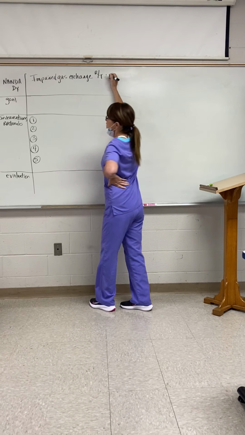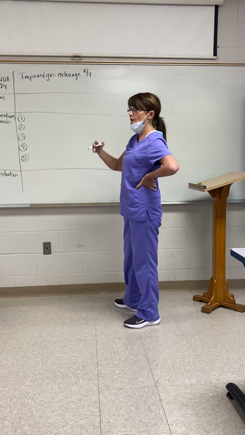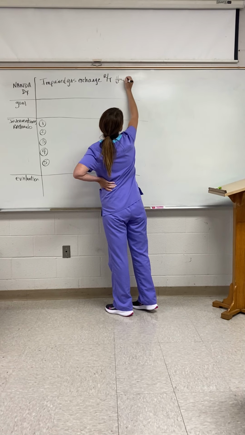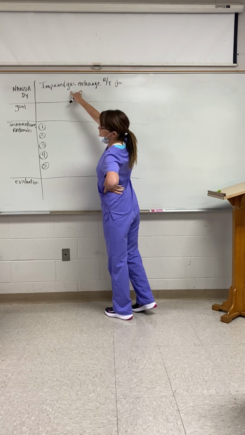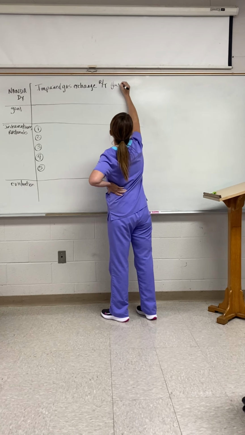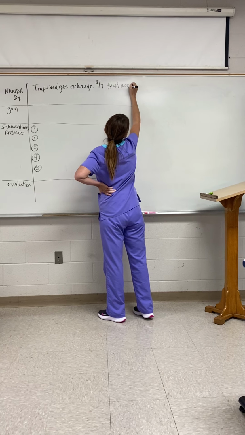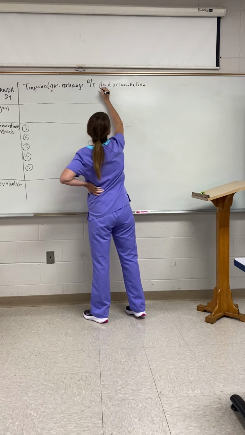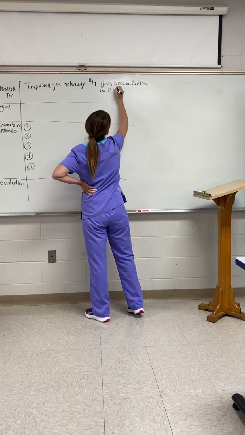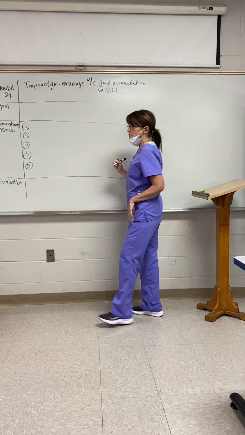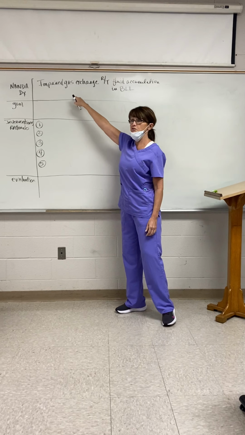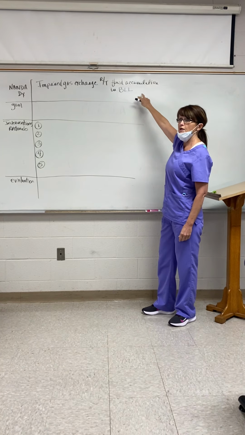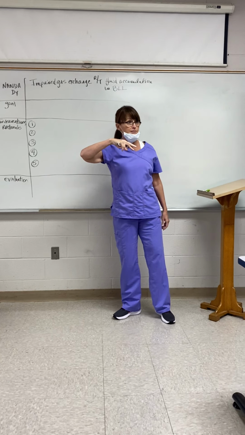We would have to explain the physiological process, so they've got related to. So why are they having an impaired gas exchange? So they have fluid accumulation in bilateral lower lobes. So that's why their gas exchange is having an issue. They have fluid built up in their lungs because their heart is not functioning properly.